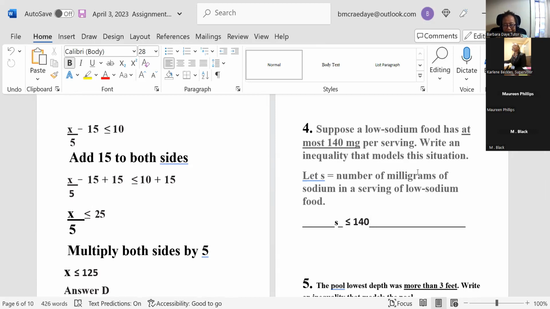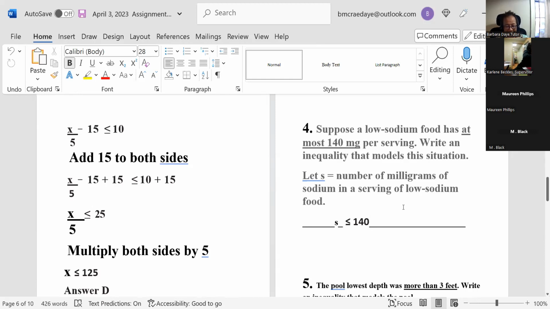Mercedes, you got it? Yes, Miss Barbara, it blew me away. I can't believe it. Yes, but remember we had inequalities, and what do we say? Put the variable on the left, put the inequality symbol, and then put the number that goes with it. They gave you the 140 milligrams, at most, so less than or equal. So "at most" means less than or equal.